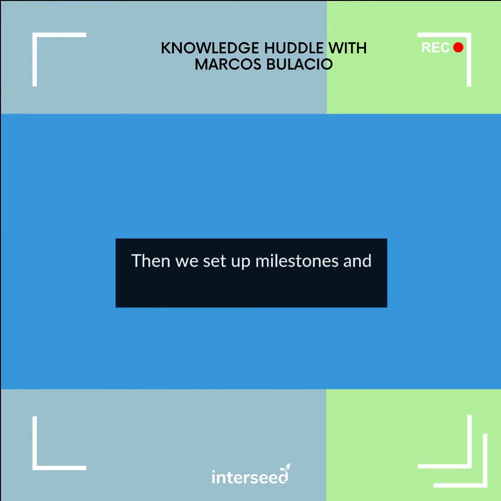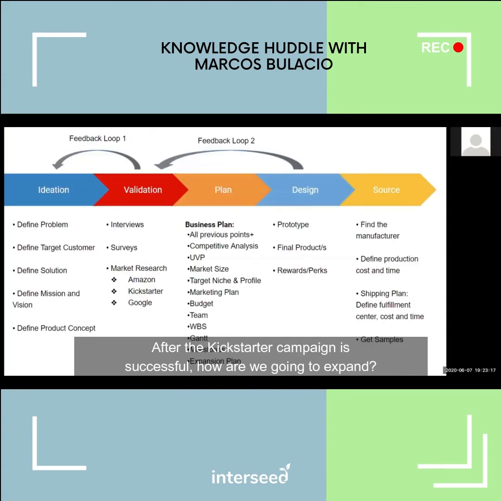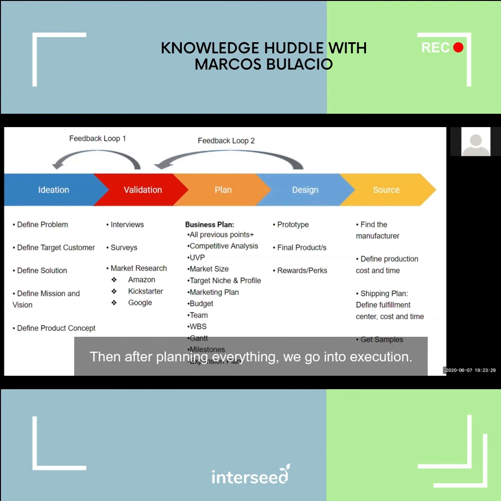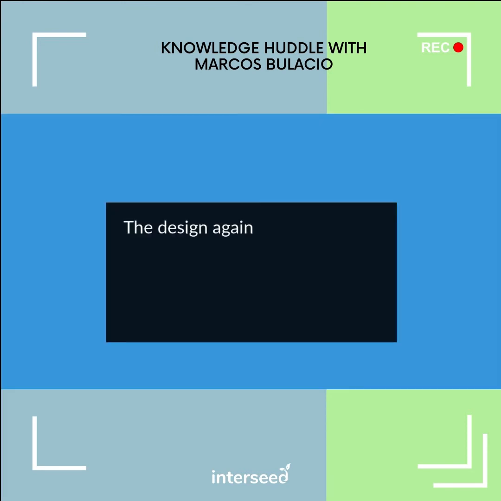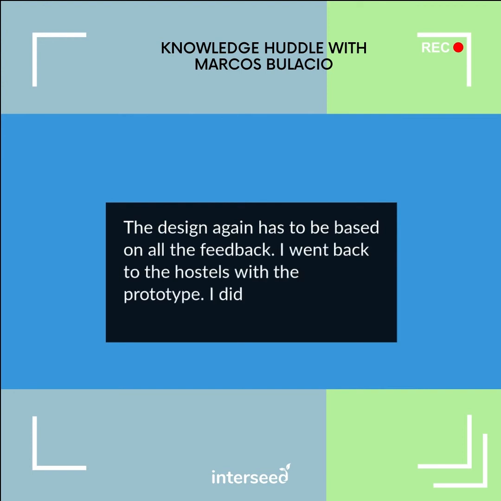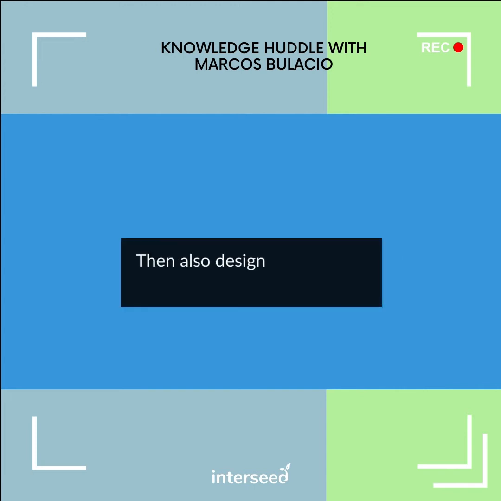Then we set up milestones, also create an expansion plan that said, okay, after the Kickstarter campaign is successful, how are we going to expand? Then after planning everything, we go to execution. The design, again, has to be based on all the feedback. I went back to the hostels with the prototype. I did 3 iterations of the prototype, then also designed the different rewards and perks.